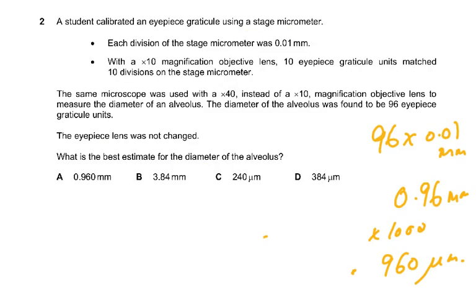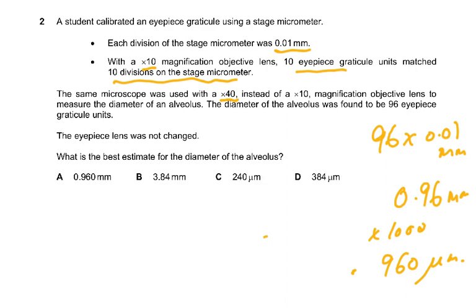Question number two, very difficult question. It took me quite a lot of time to figure it out as well, so I'm sure it's going to be easy for you maybe. A student calibrated an eyepiece graticule using a stage micrometer. Each division of the stage micrometer was 0.01 millimeter. Now with x10 magnification, 10 eyepiece graticule units match 10 divisions on the stage micrometer. The same microscope was used with a x40 objective lens instead of a x10 magnification objective lens.